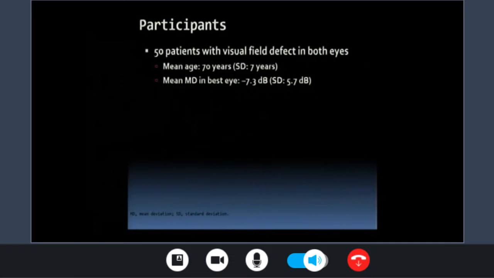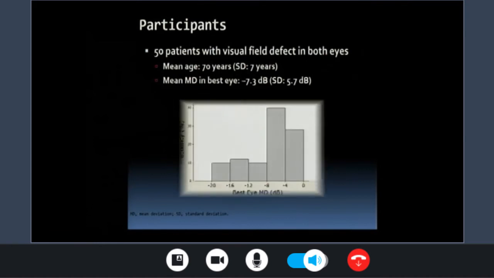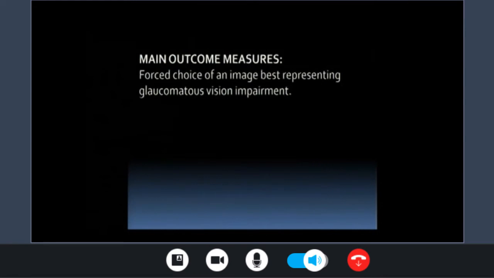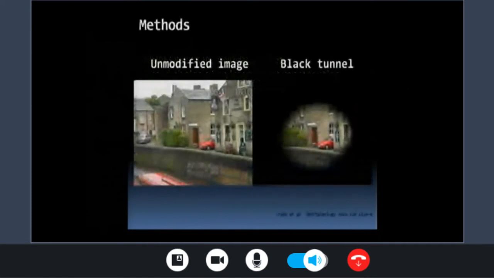50 patients shared in this study, with a mean age of 70 years, and the mean deviation of the best eye was minus 7 decibel. The main outcome was a forced choice of the image best representing glaucoma vision impairment. This is the unmodified image on your right side. On the left, this is the black tunnel. This shows the patient all these pictures to choose what he is suffering, what he is seeing.